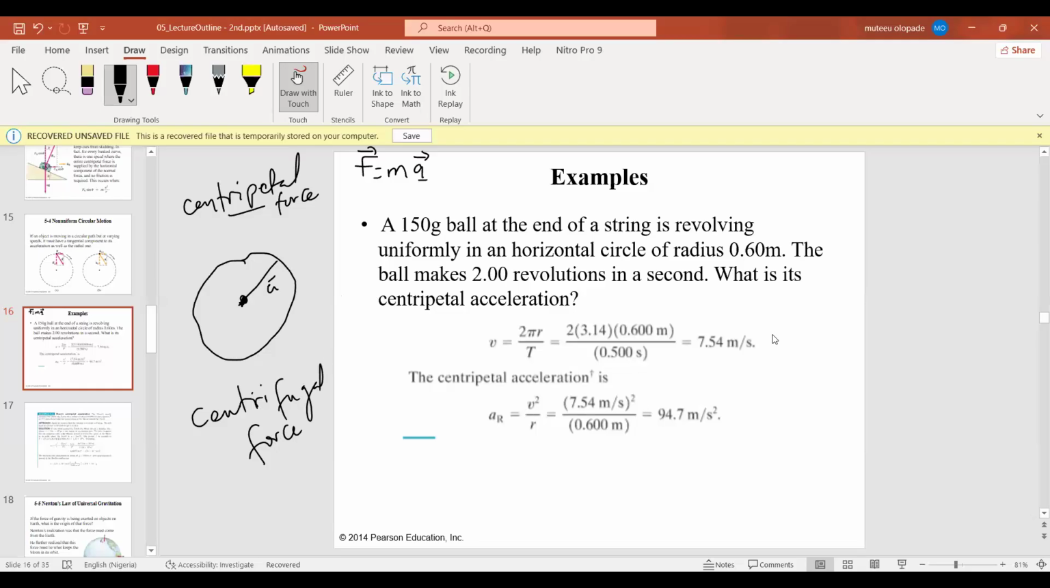Now if you look at the solution we have here, we were asked to calculate the centripetal acceleration. But for us to calculate acceleration, we all know from basic Newtonian mechanics that acceleration is equal to what? Acceleration is always the speed divided by time. That is what acceleration is. Acceleration is the velocity divided by the time.